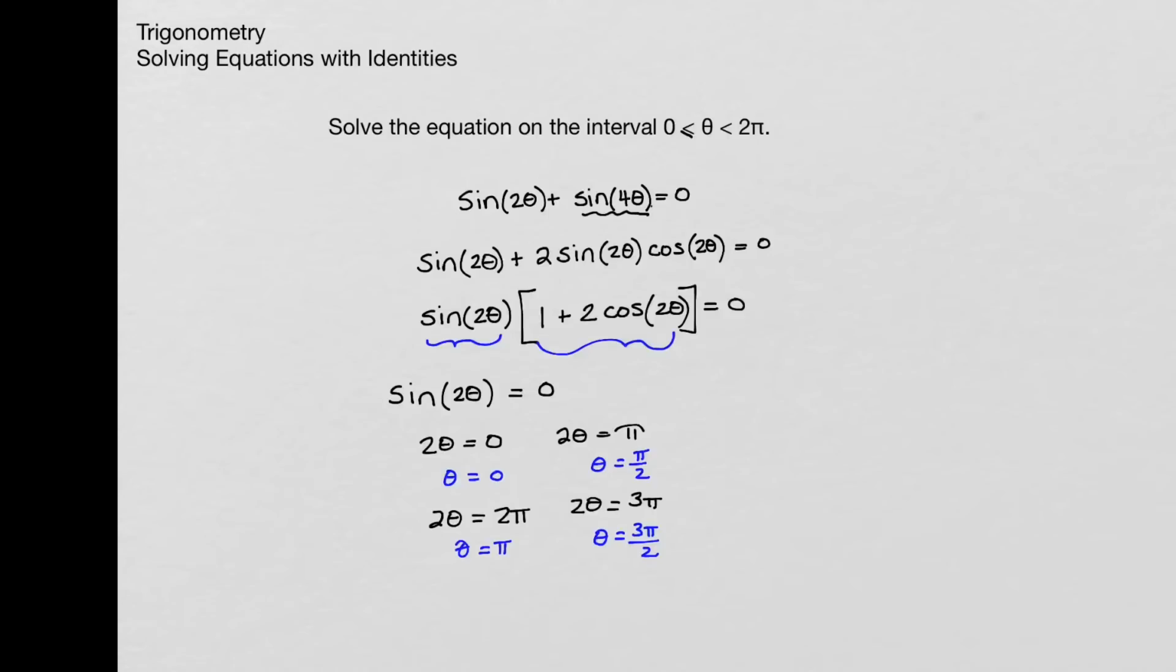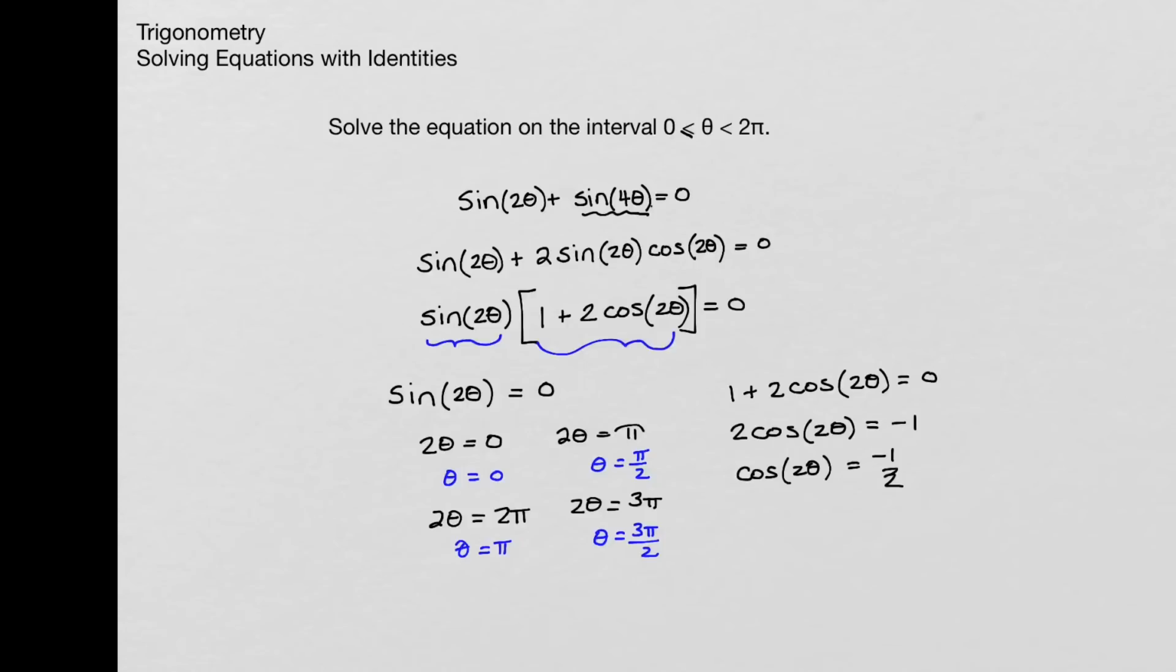So for this, I'm going to let 1 plus 2 cosine 2 theta equal 0. And I'll solve this for the cosine of 2 theta. So I get 2 cosine of 2 theta equals -1, and cosine of 2 theta equals -1/2. So now I need to look at what angles I can take the cosine of and get -1/2.